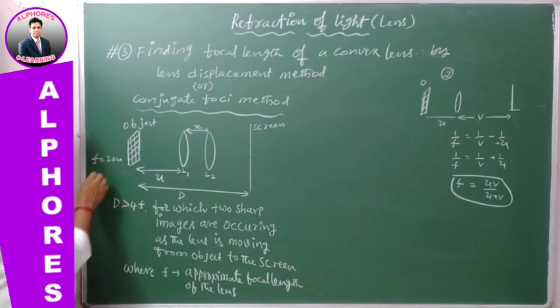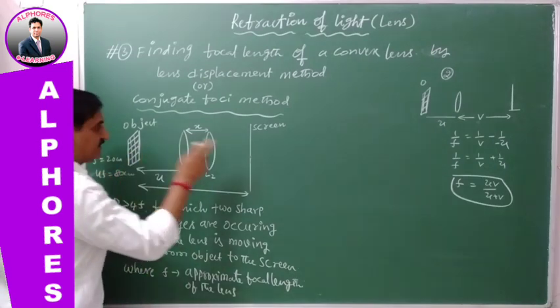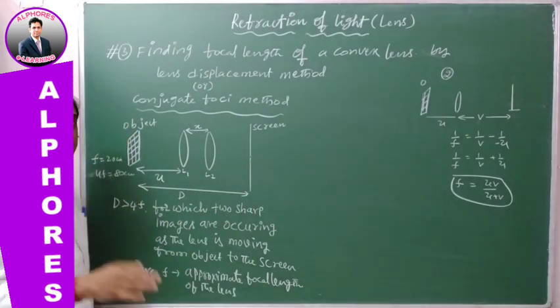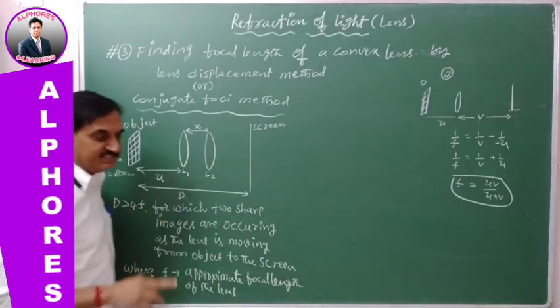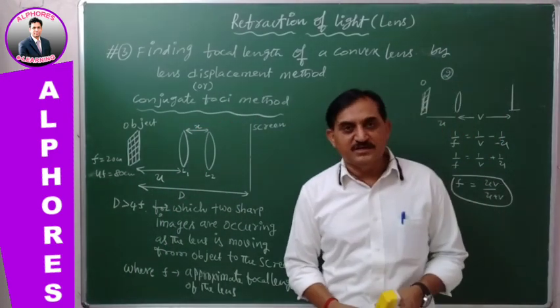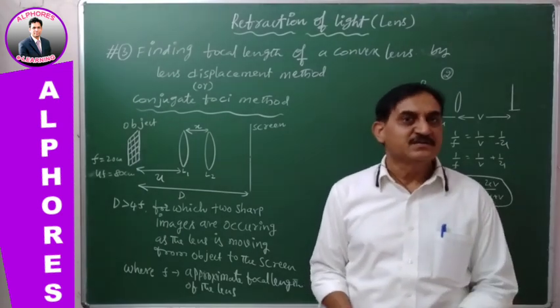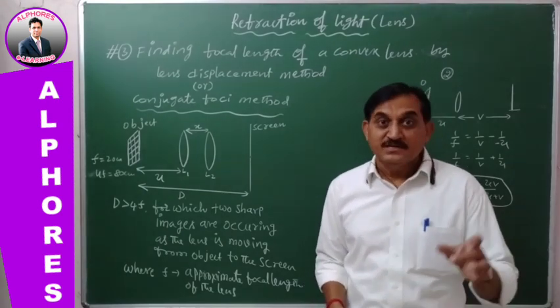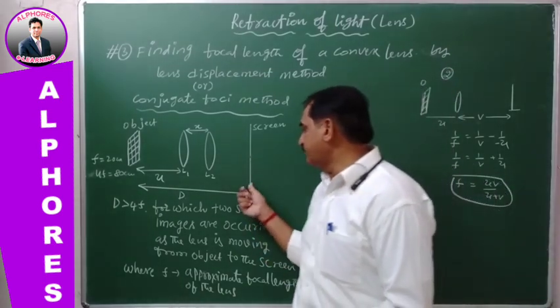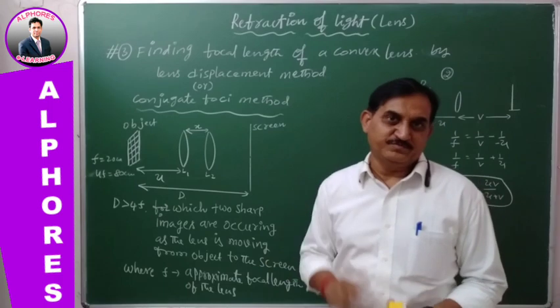Suppose by this method we obtained a focal length of, say, 20 centimeters. Then 4 into 20, 4f is equal to how much? 4f is equal to 80 centimeters. Therefore, the separation between the object and the screen must be greater than 80 centimeters. You can keep them at a separation of 90 centimeters, 95 centimeters, 100 centimeters, as you wish. But the separation between the screen and the object must be greater than 4f.